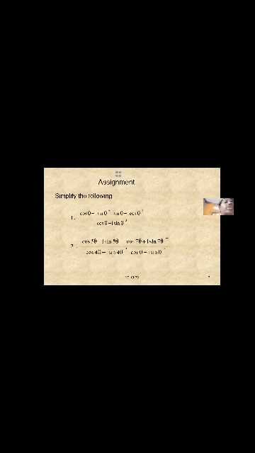Next, assignment. Simplify the following questions. That is, two questions are there. First one, (cos theta plus i sin theta) whole power 8. Here brackets are not printed, so keep them in brackets, into (sin theta plus i cos theta) whole power 4. So this should be kept in a bracket. In the denominator, (cos theta minus i sin theta) whole power 3.